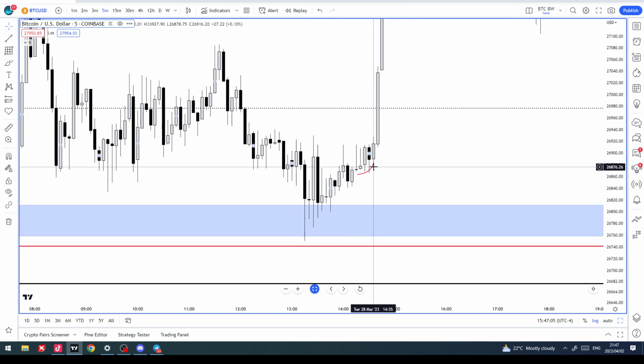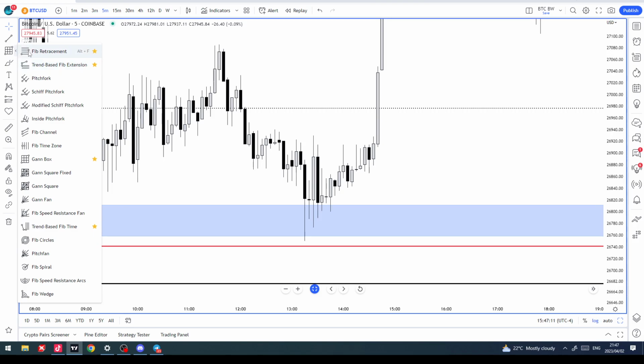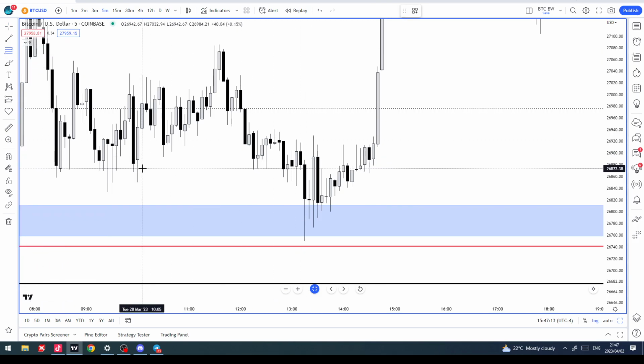That's it. Any entries or any pullbacks into this range, into this order block, right? Let's have a look at this as well. Give me 1 second.